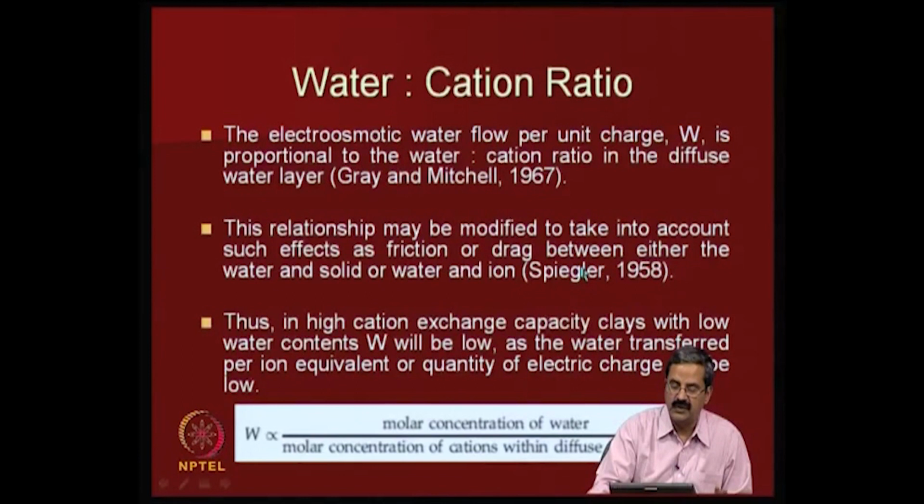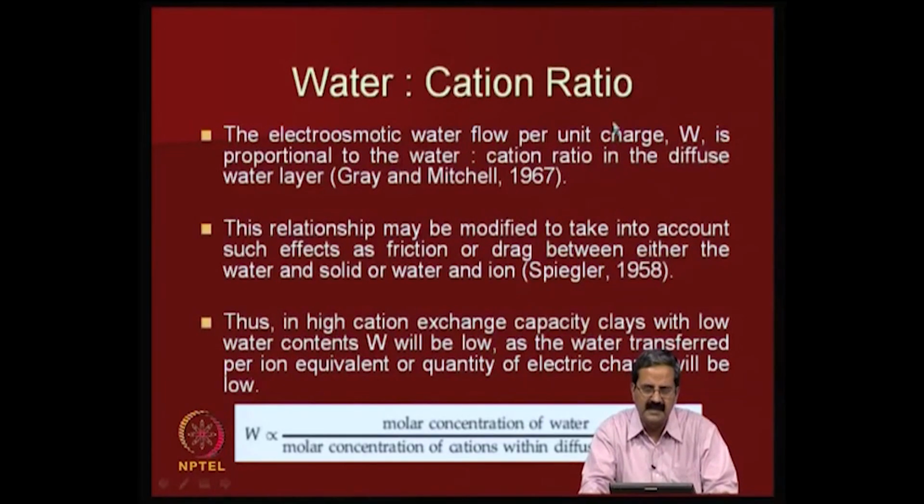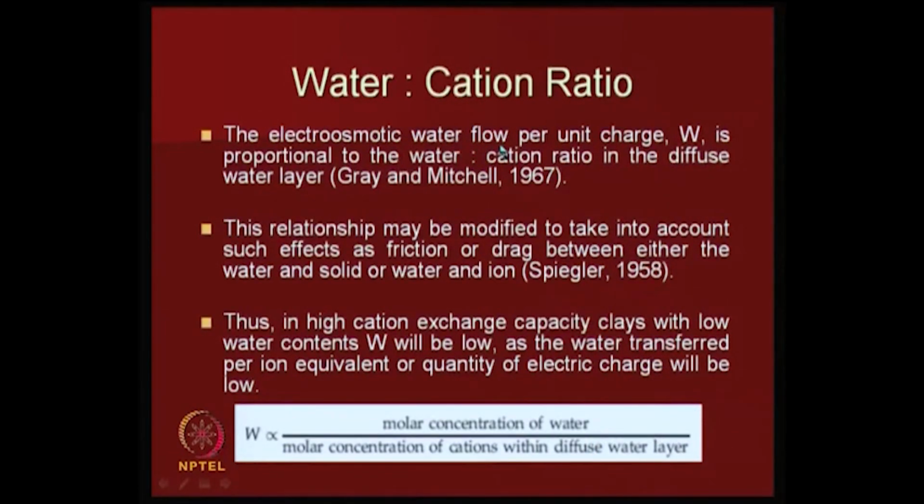This water cation ratio is something that is very important, and the purpose here is that we would like to remove water. We may call it electroosmotic water, because electroosmosis is a force that is applied to remove the water. So, we try to express in terms of unit charge that W is proportional to the water cation ratio, quite obviously, because the higher the amount of water present, the higher the water cation ratio, and the higher the amount of water you can withdraw. If the water content is going to be less, you do not have much opportunity to remove water.